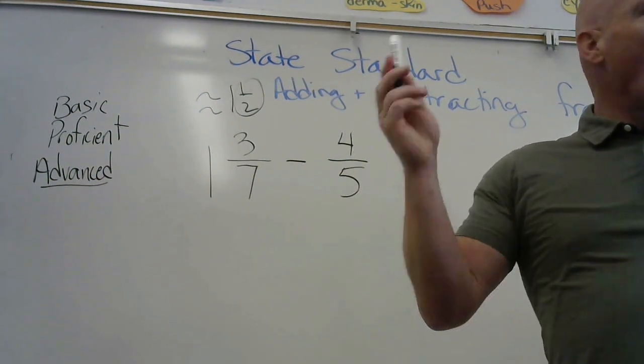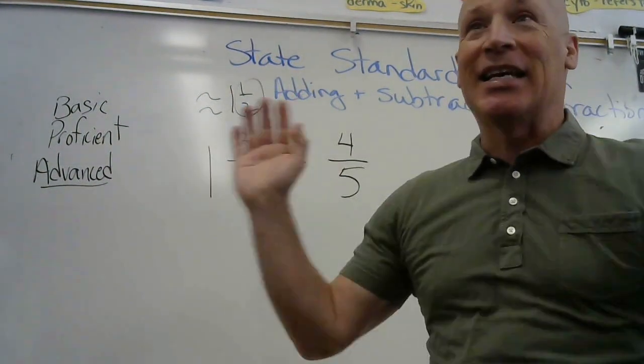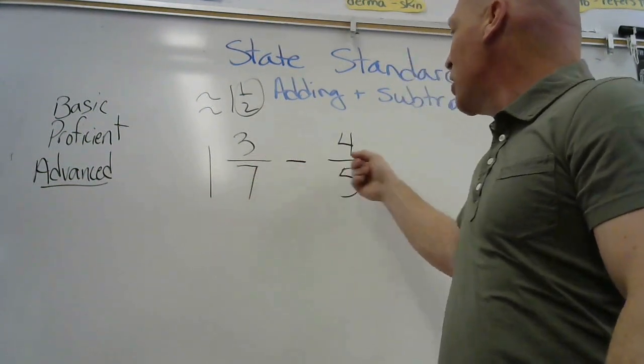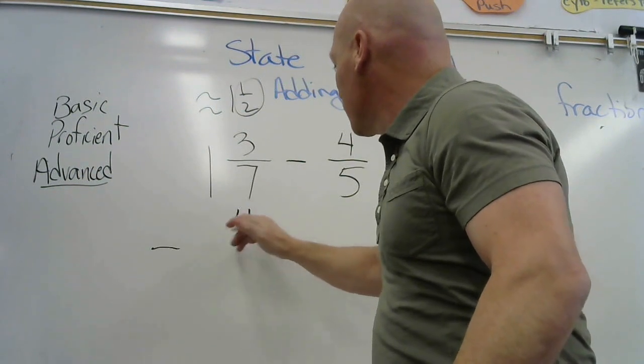Now the algorithm starts, you have to stack your fractions. You have to. You got to stack your fractions. In other words, instead of having 1 and 3/7 minus 4/5 written like this, I rewrite it like this.